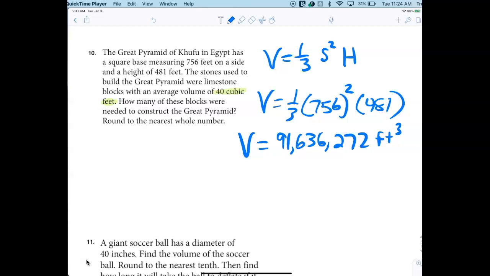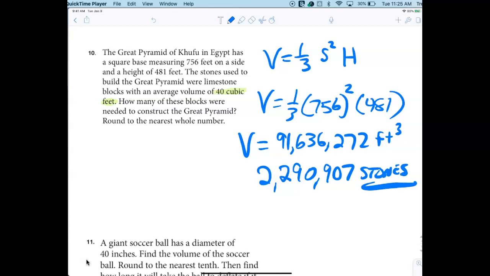That is correct. 2 million what? 2,290,907. All right, so it's going to take you 2,290,907 stones to build that pyramid.